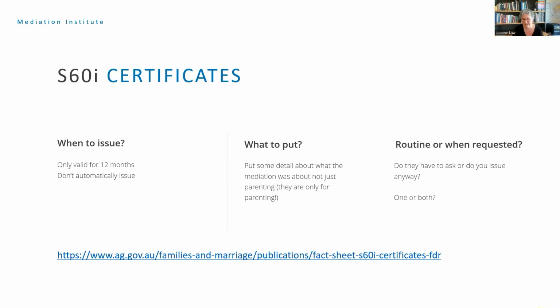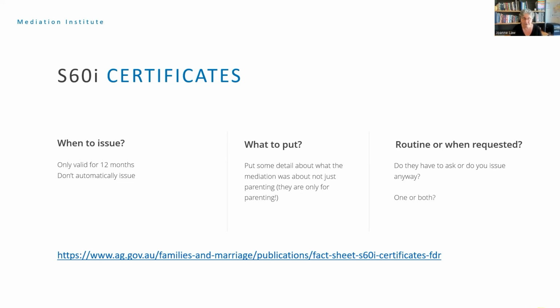Section 60I certificates, again, we know they're only valid for 12 months. There's a little bit of controversy around whether or not you just issue one at the end of the mediation. The guidance from the Attorney General's Department is no, we don't want to be giving them out to make it easy to go to court if they don't need to. Often there's going to be a clause in their parenting agreement about attempting to resolve any issues with the agreement through mediation before they try to go to court. So issuing a certificate isn't necessary.